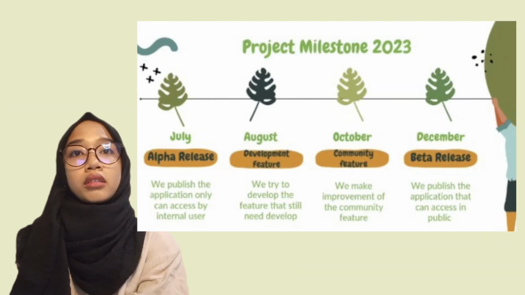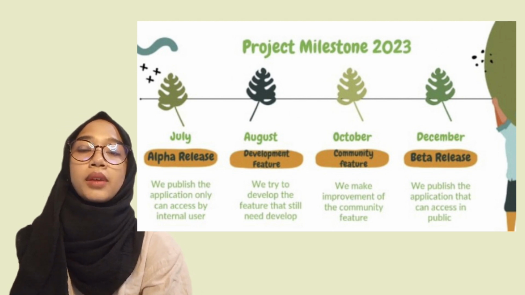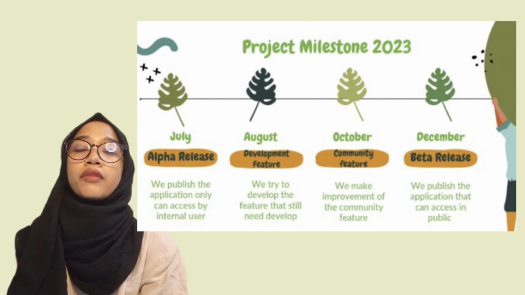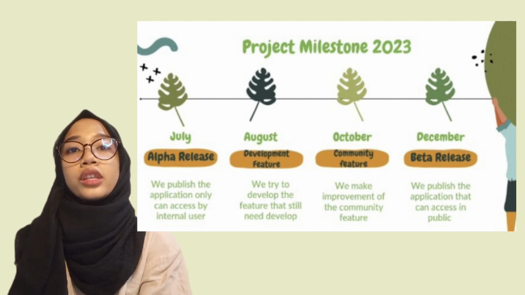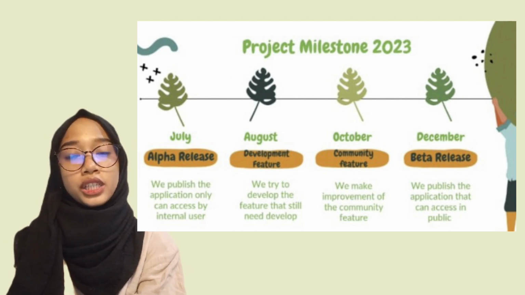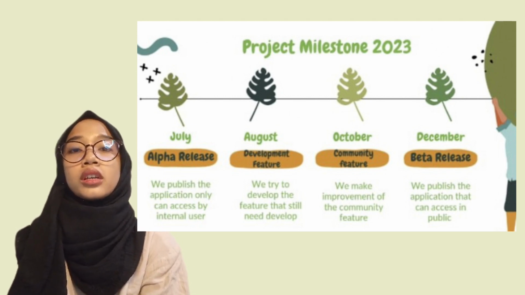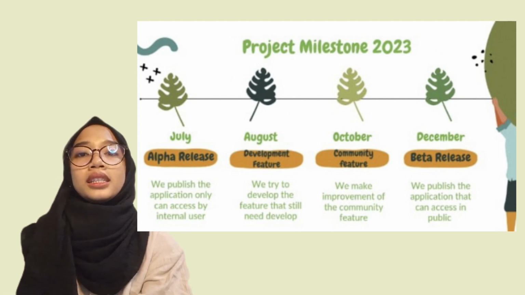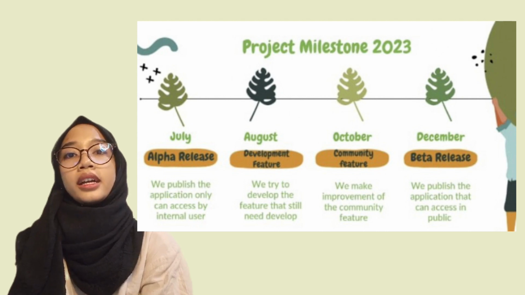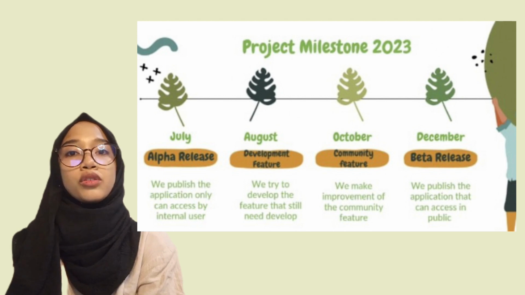Our project milestones are shown on the slide. In July, we released an application that can only be accessed by internal parties, namely the Bangkit team, the project team, and a few other people. In August, we developed the features that still needed to be developed on the Agroclima application. In October, we started to make improvements to the community feature so that it can be used properly by application users. And in October the application was officially released and can be used by the public.